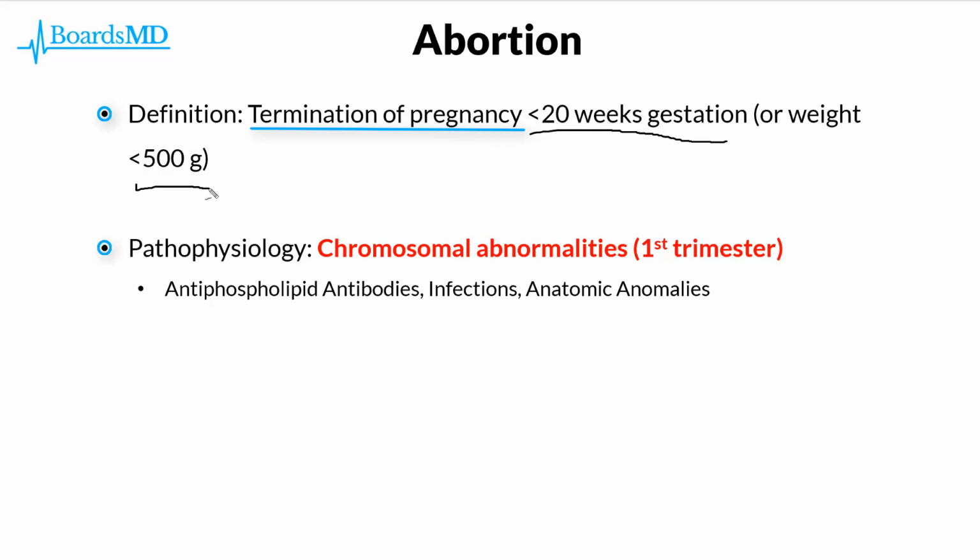In terms of the pathophysiology of abortion, it is important to recognize that the most common cause of abortion is chromosomal abnormalities, especially during the first trimester. Additional causes of abortion include antiphospholipid antibodies, as we see in lupus, infections, as well as anatomic anomalies, especially those that involve the uterus or the fallopian tubes.